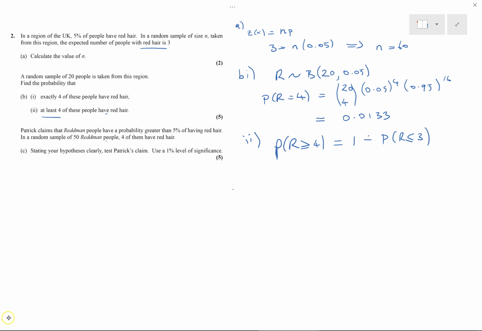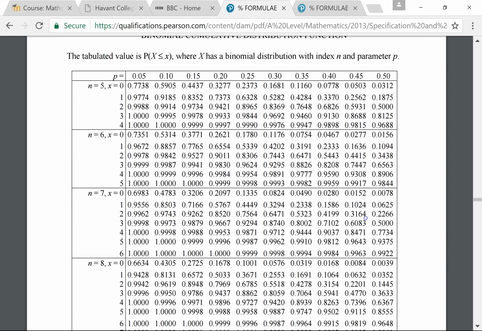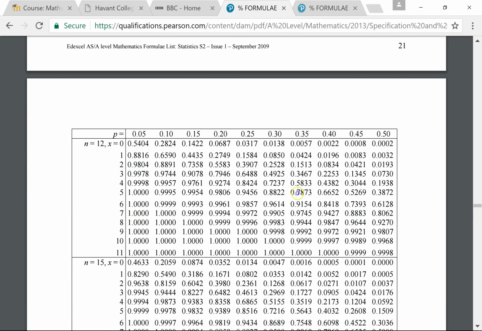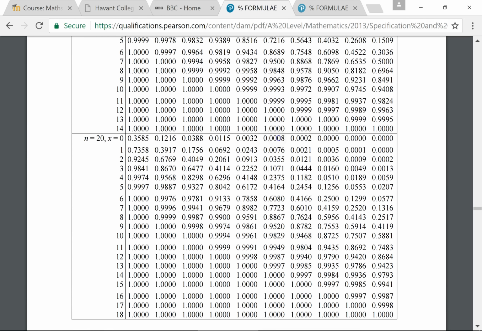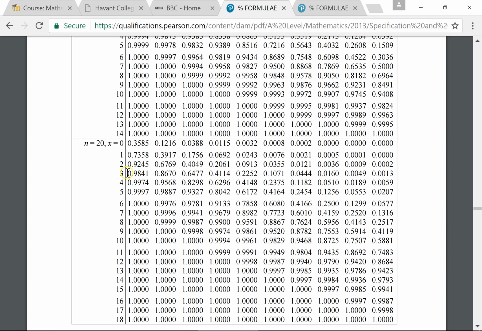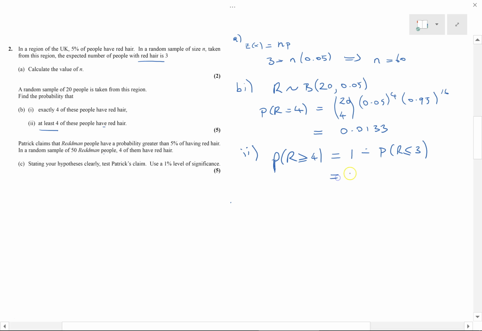So let's pull up the tables again. Now we're looking for 20 trials here, so we get up to 20. We've got n is 12, n is 15, n is 20. So here we go. Here is the number we need, because it's 3. What that's doing is adding all the ones 0, 1, 2, 3 together. So it's 0.9841. So that gives me 1 minus 0.9841, which gives me the answer 0.0159. Okay.